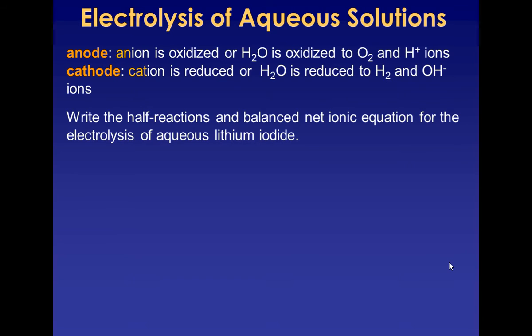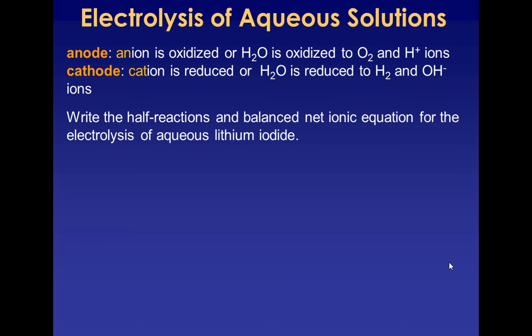It's going to be the same thing with the cathode. So just like we saw before in the anode, we're looking to see, is the anion being oxidized, or in this case, is water being oxidized, since we have two possibilities. And when water is oxidized, it's going to produce oxygen as well as hydrogen ions. At the cathode, we're either going to see that cation reduced to its pure form, or we're going to see water reduced to hydrogen and hydroxide ions.